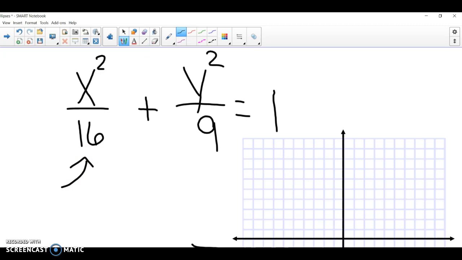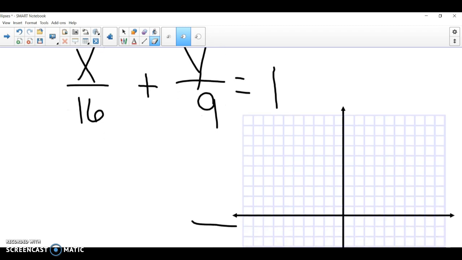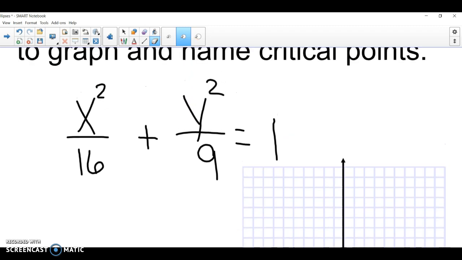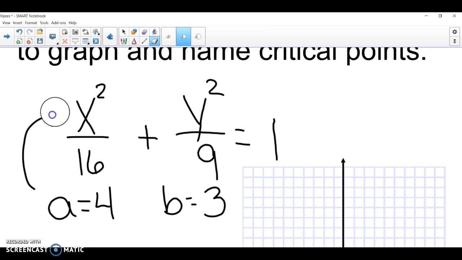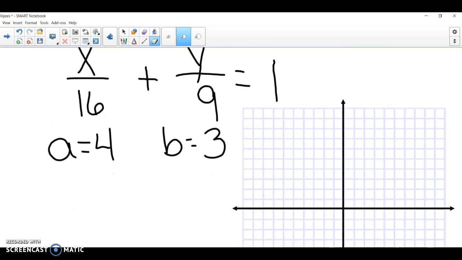16 is greater than 9, and that is underneath the x, so that's how we figure that out. All right, and so the half of the major axis, the semi-major axis, is going to be the square root of 16. So we're going to say A is equal to 4, and B is equal to 3. All right, and since there is nothing here, that's no H and K, those are going to be centered at 0, 0.